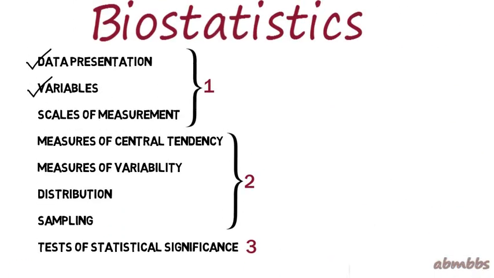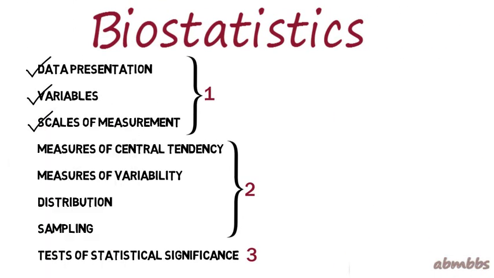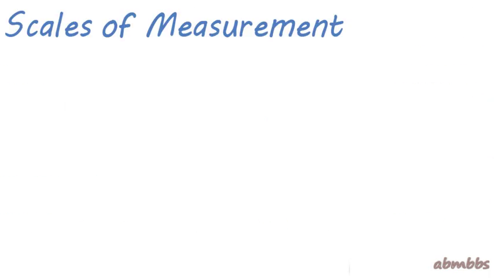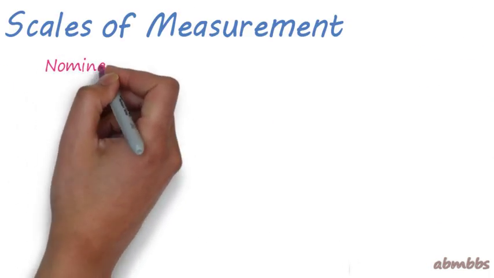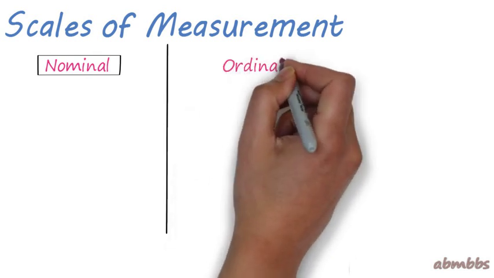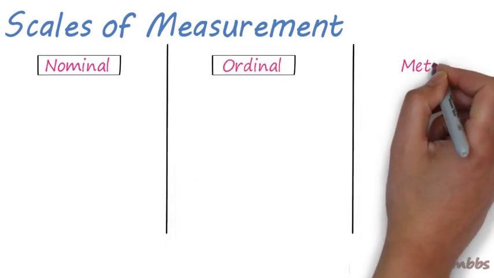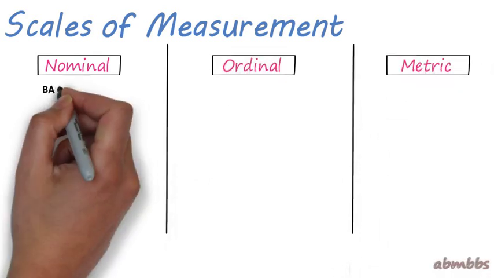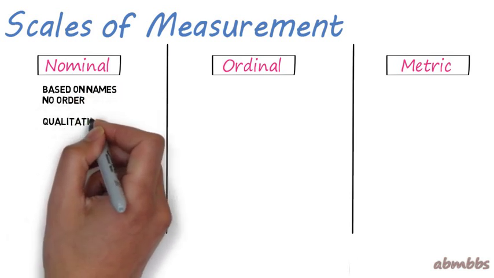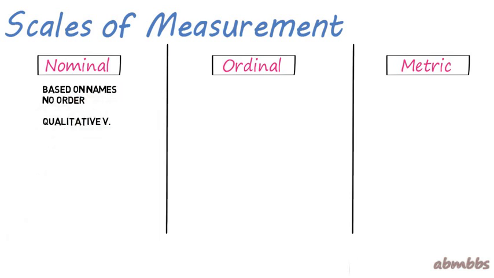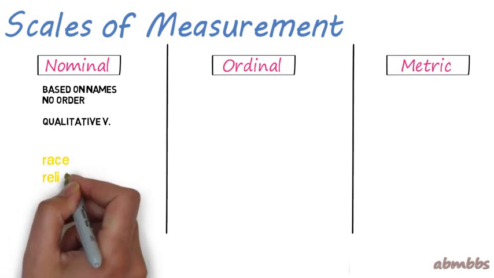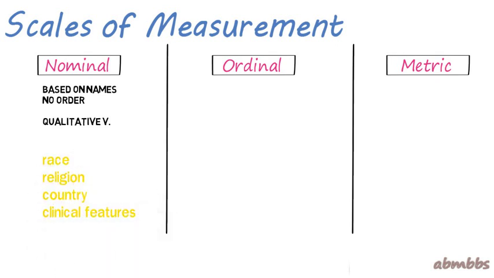Finally, we come to scales of measurement. There are basically three scales of measurement. Number 1 is nominal scale, number 2 is ordinal scale, and number 3 is metric scale. Nominal scale is based on names. It has no specific order and is for qualitative variables. Typical examples include race, religion, country, etc.